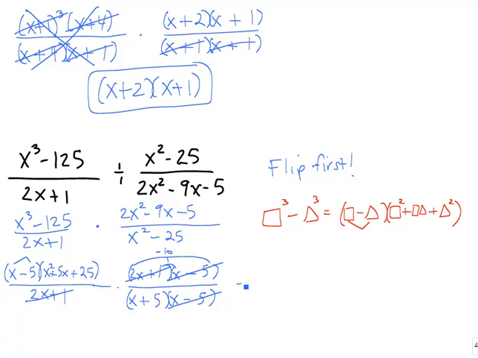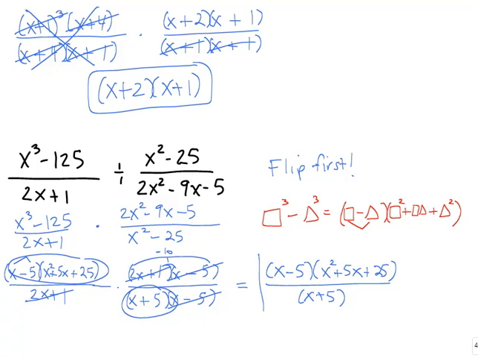So our answer is going to be x minus 5, parentheses, x squared plus 5x plus 25, all over x plus 5. We had this and these two left over. So here's our final answer. And you want to leave your answer in factored form. You don't need to bother redistributing. It's best to leave it in factored form. Alright, that concludes our notes on rational expressions, finding domains, simplifying, multiplying, and dividing. Good luck.